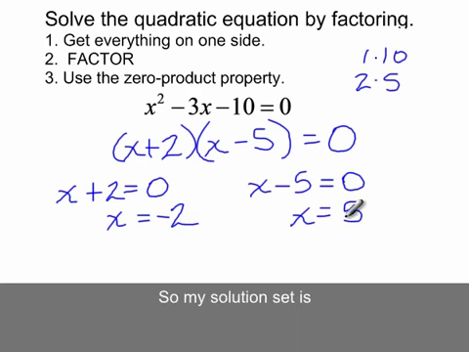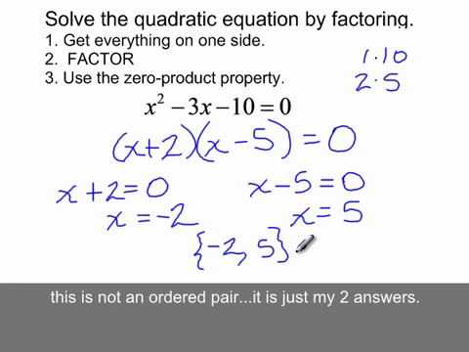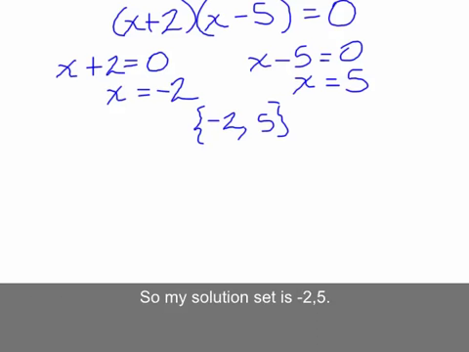So my solution set is negative 2, 5. Now these squiggly lines, this means solution set. It means I have more than one answer. This is not an ordered pair. This is just my two answers. Okay, so my solution set is negative 2, 5.